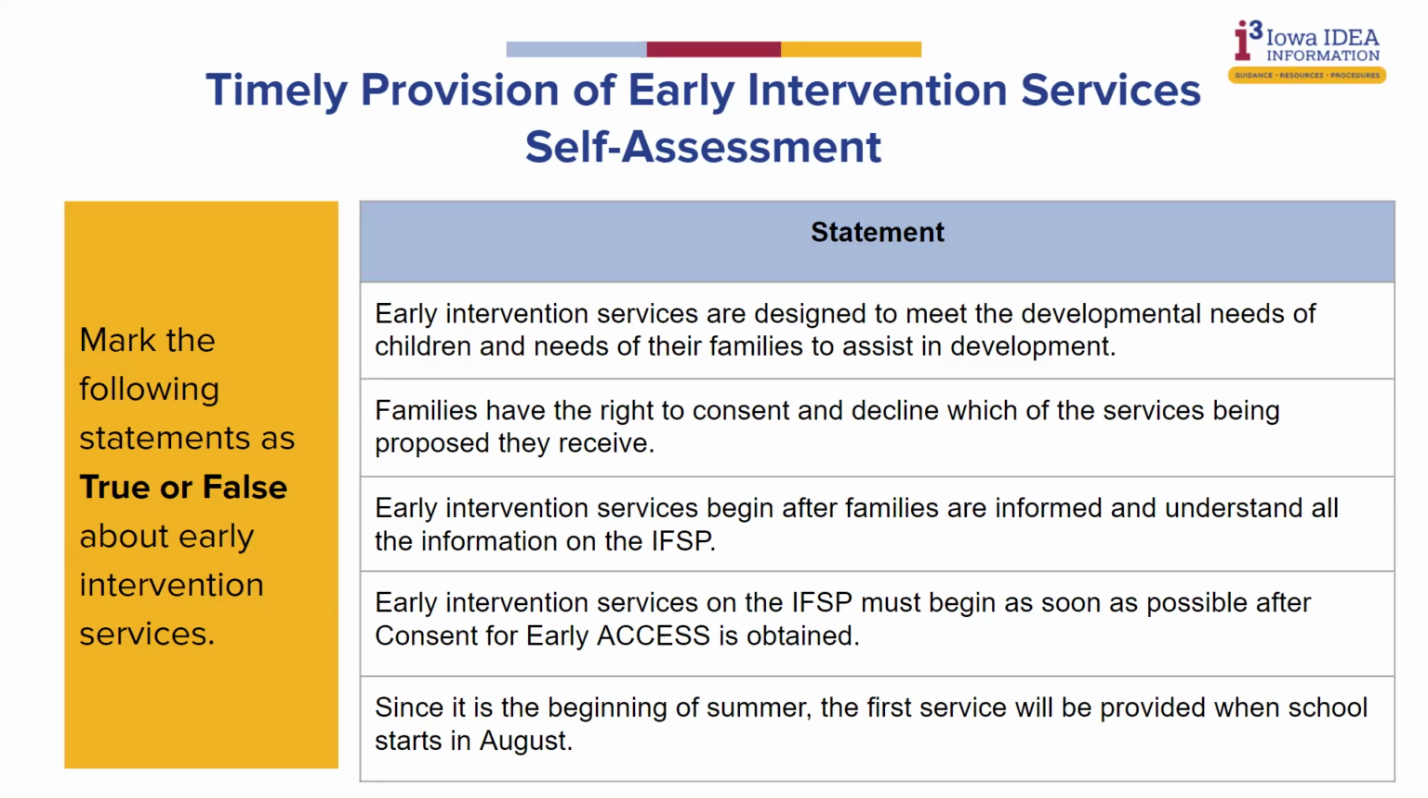Families have a right to consent and decline which of the services being proposed they receive. Early intervention services begin after families are informed and understand all the information on the IFSP. Early intervention services on the IFSP must begin as soon as possible after consent for early access is obtained. Since it is the beginning of summer, the first service will be provided when school starts in August.